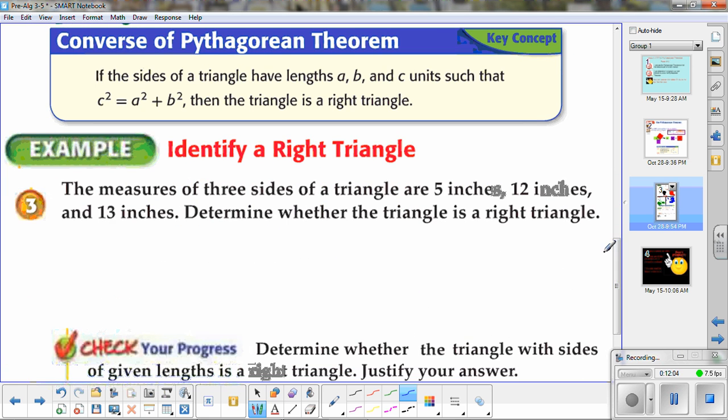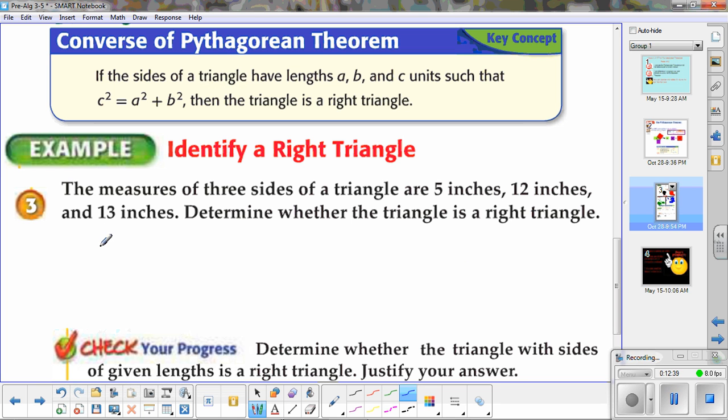Converse of Pythagorean theorem. If the sides of a triangle have lengths A, B, and C units such that C squared is equal to A squared plus B squared, then the triangle is a right triangle. Basically, if they give you 3 lengths of sides for the triangle, if you square the 2 smaller ones and add them together and it equals the square of the largest, it's going to be a right triangle. So in this example, it says the measures of 3 sides of a triangle are 5, 12, and 13. Determine whether the triangle is a right triangle.